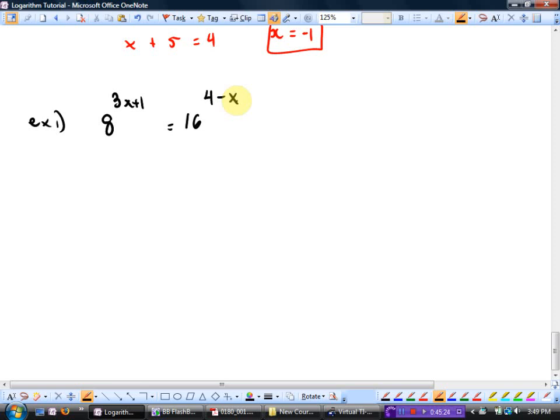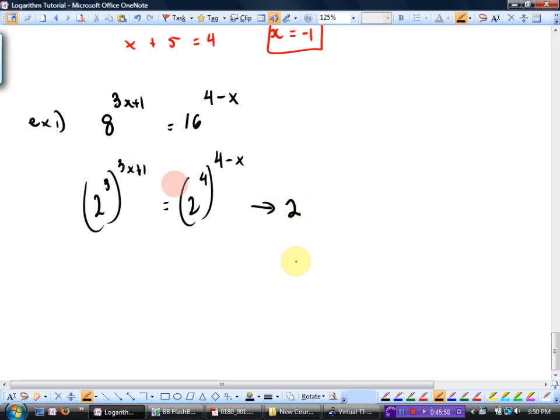We said, oh, then the bases are the same, so the exponents have to be the same. By the way, you are right. The base is 8 and the base is 16. But right away, I look at that and I see 2s screaming out at me. This is really 2 to the third equals 2 to the fourth. What's my power to a power rule? Multiply, multiply. In fact, I'm going to get this: 2 to the 9x plus 3 equals 2 to the 16 minus 4x.